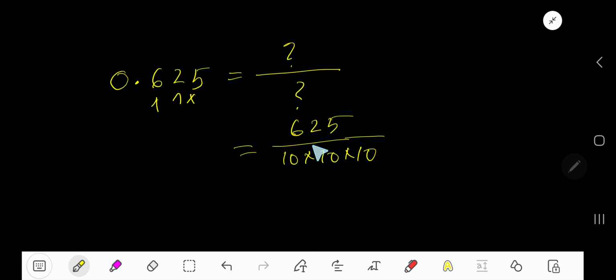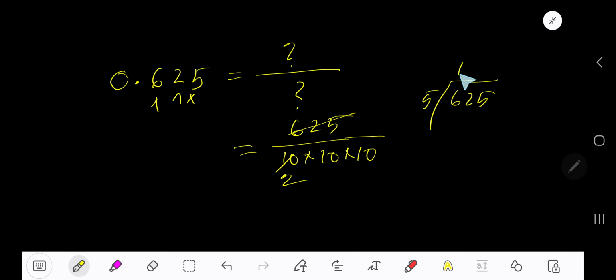Now reduce this fraction to its lowest term. How to do that? Just divide numerator and denominator by the common factor. This is divisible by 5, this is divisible by 5, so 5 is the common factor. If you divide this 10 by 5, you will get 2. If you divide this 625 by 5, you will get what?